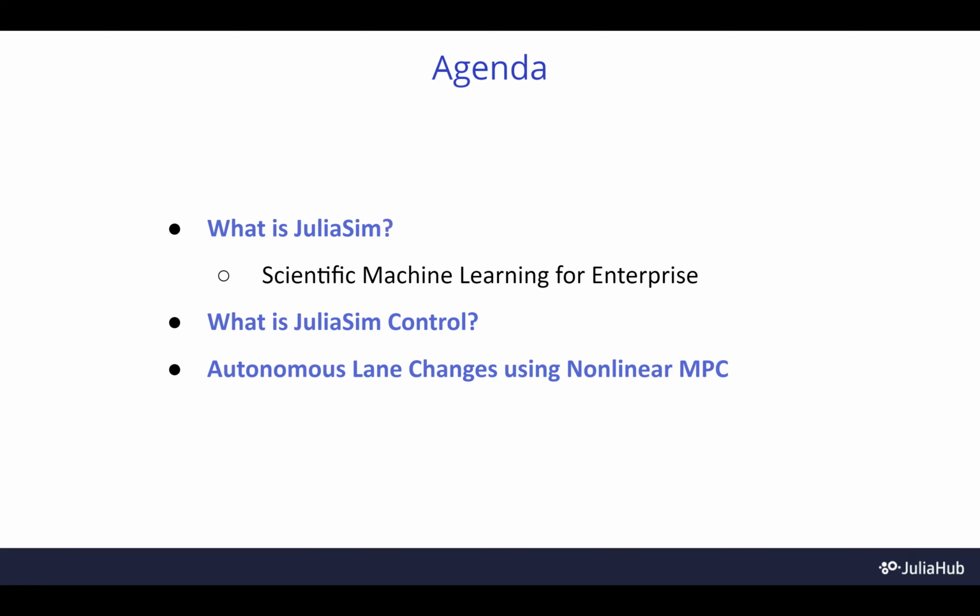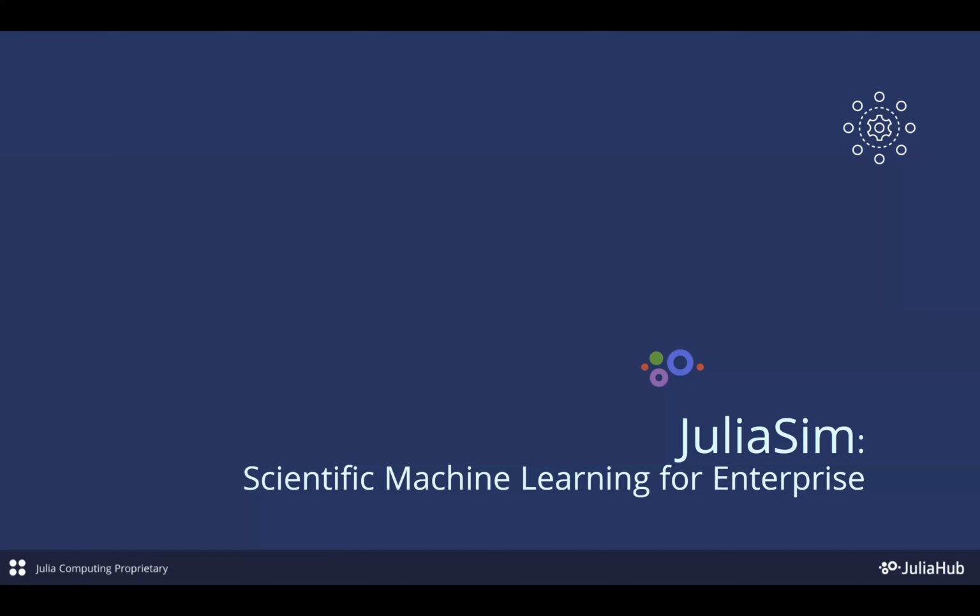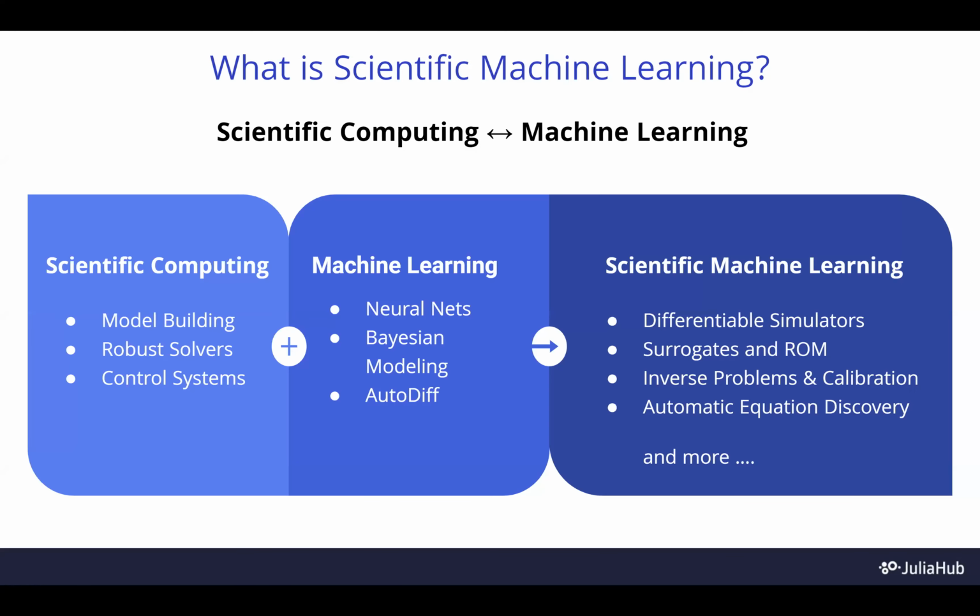All right, but first, let's talk about JuliaSim and the specific tagline here: scientific machine learning for enterprise. So there's a bit to unpack here. So what exactly is scientific machine learning? So of course, there are lots of modeling and simulation tools that exist out there. But JuliaSim is the modeling and simulation tool that focuses on productizing for enterprise this idea called scientific machine learning.